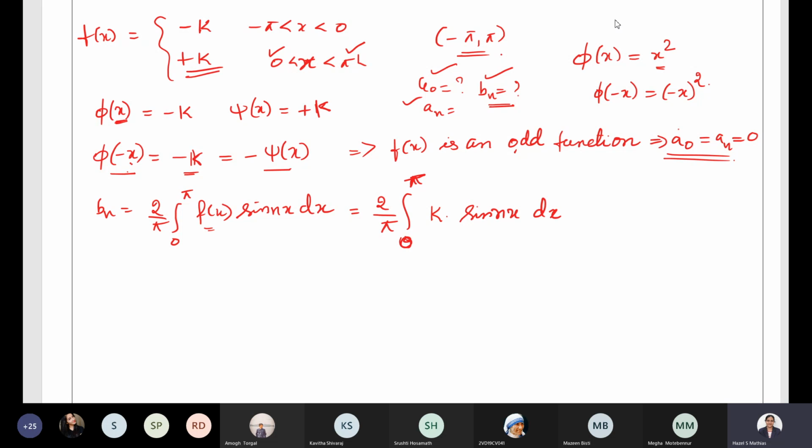Remember, why is it k? Because the limits vary from 0 to pi. That's why it is k. If the limits were varying from minus pi to 0, then it would have been minus k. So you have to take care here, especially in the case of discontinuous functions.